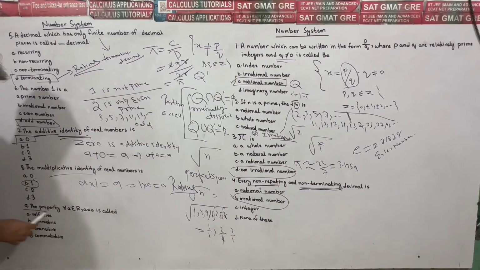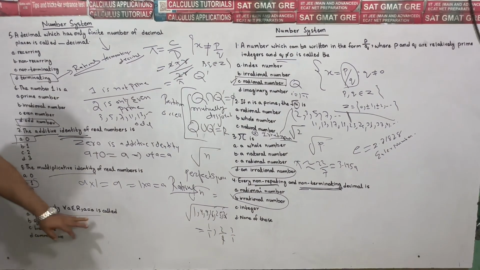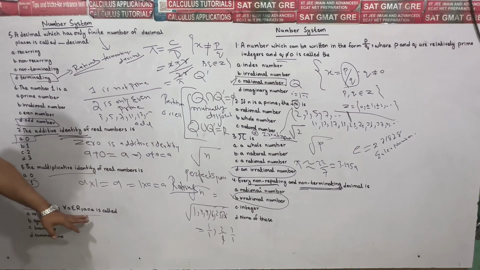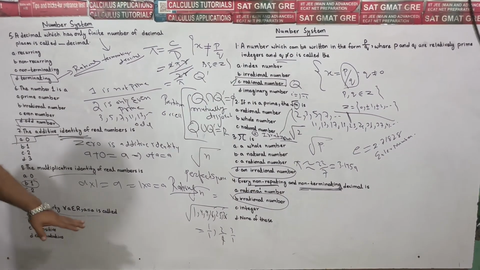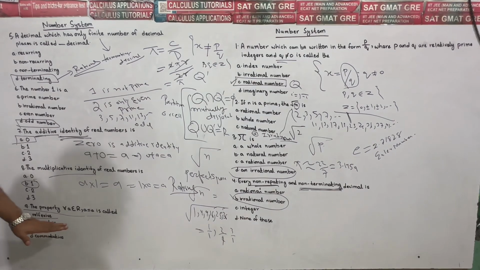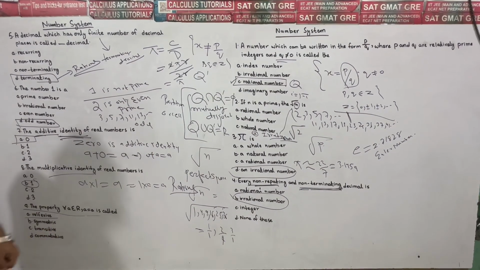Here is a famous property: every real number is equal to itself. This property is known as reflexive. I can also cover reflexive, symmetric, transitive and the law of trichotomy in our next video.